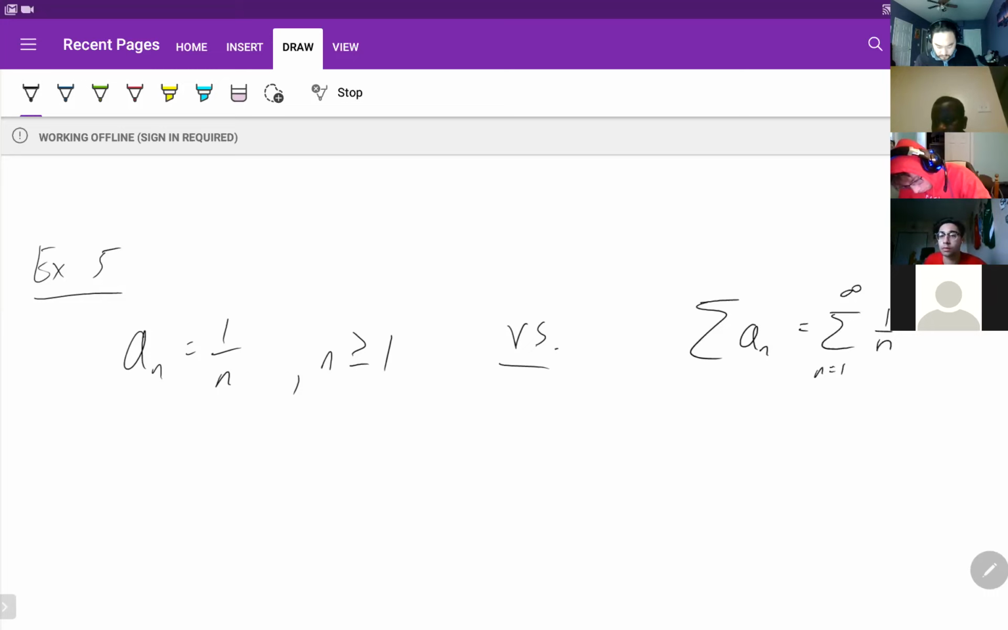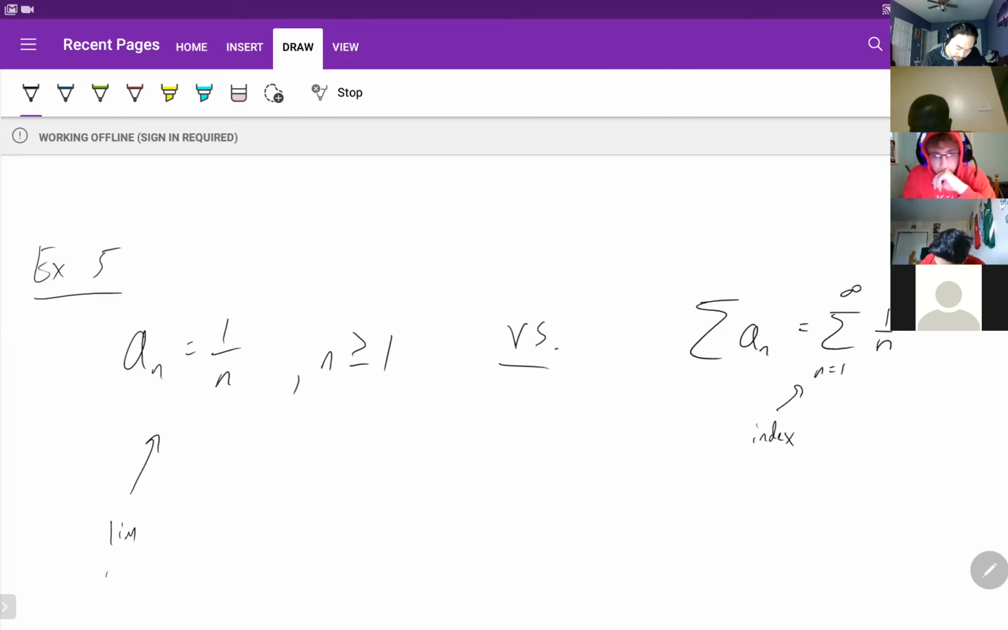Once again, this is the index, and it tells you where it starts, and the top number is where it goes to. That should look familiar from integrals, upper bound and lower bound. But look, here's the difference. If I take the limit as n goes to infinity of a sub n, what do I get? It's an easy one.